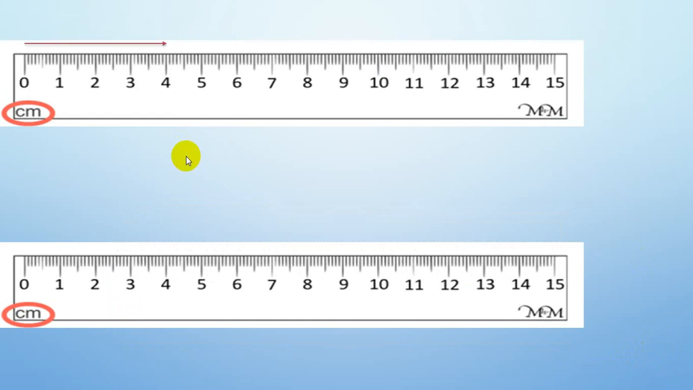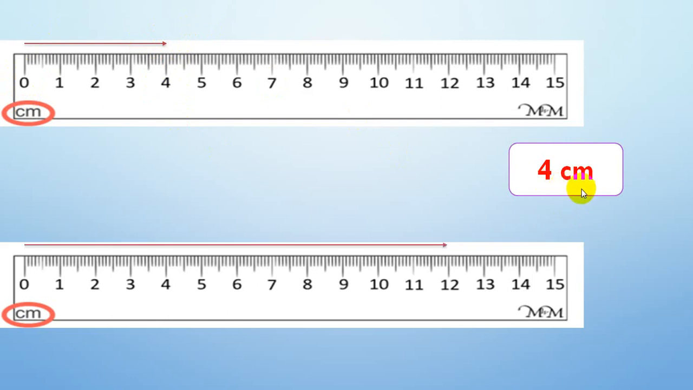Here we have 2 more examples. Can you see here? We need to find out the length of this arrow. We will start on 0 and then we will see where it ends. Super! It ends on number 4. So it will be 4 centimeters.